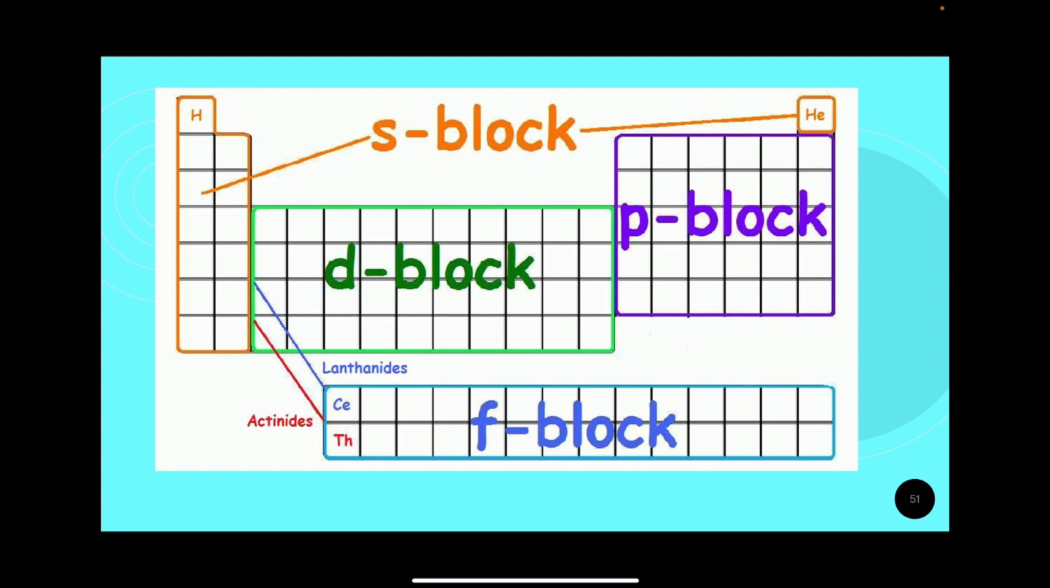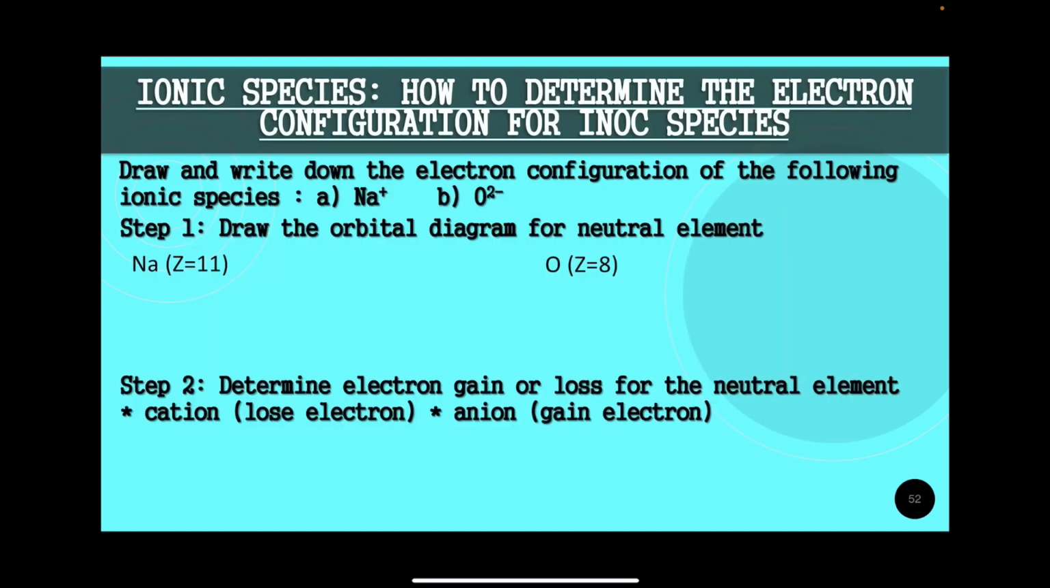The last subtopic, which is the ionic species. In this subtopic, I would like to explain how to determine the electron configuration for the ionic species. Okay, from the previous slide, I already showed you how to draw the neutral atoms or elements, for example, sodium, potassium, silicon, iron, and so on. But how to write down the electron configuration when it changes into the ionic species?